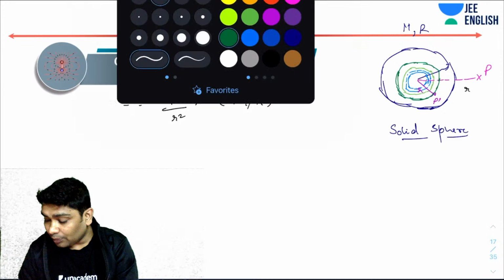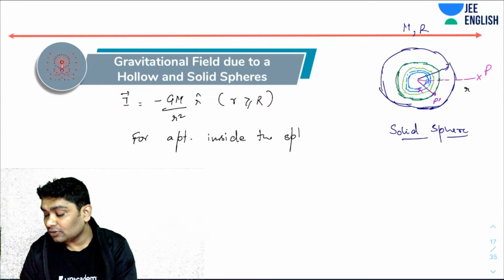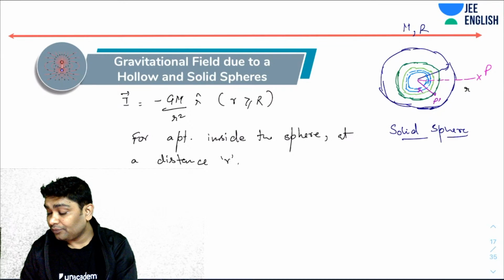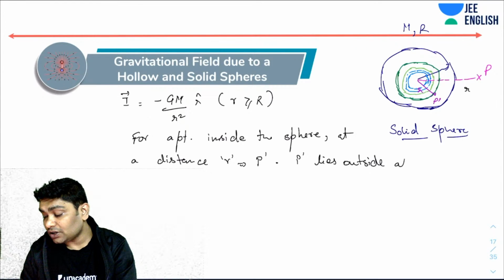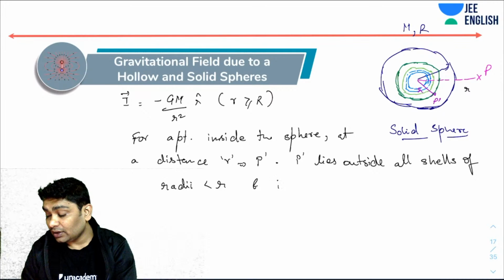So I can say for a point inside the sphere at a distance r, P dash lies outside all shells of radii less than r, and it lies inside all shells of radii greater than small r, correct?